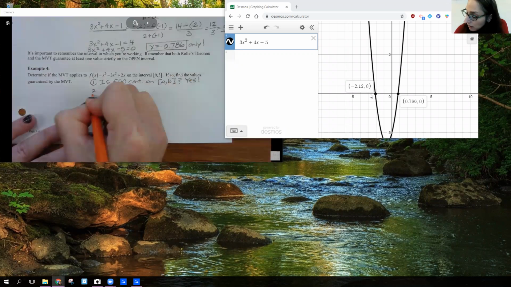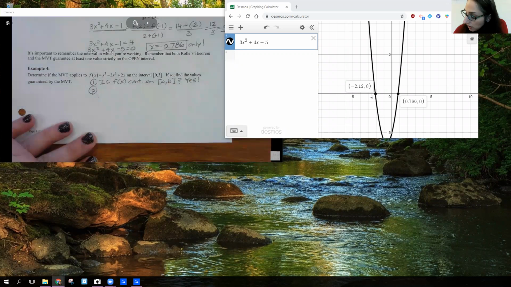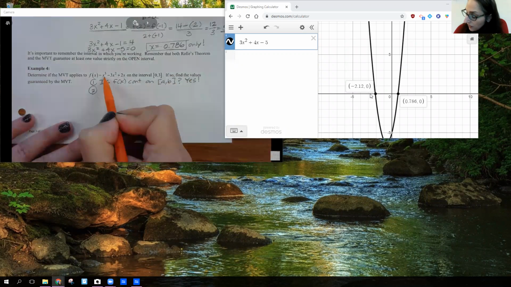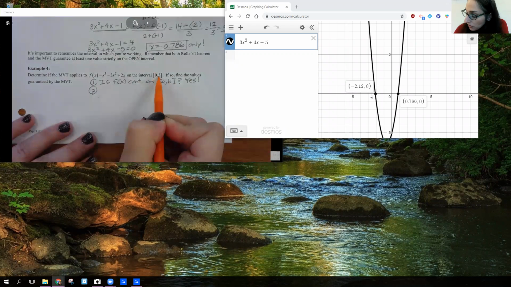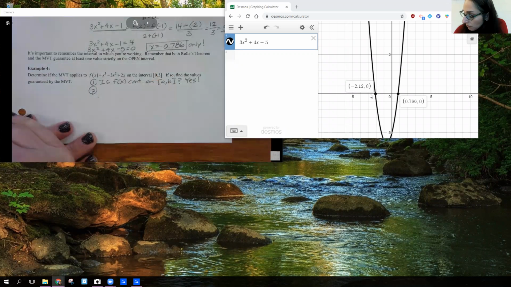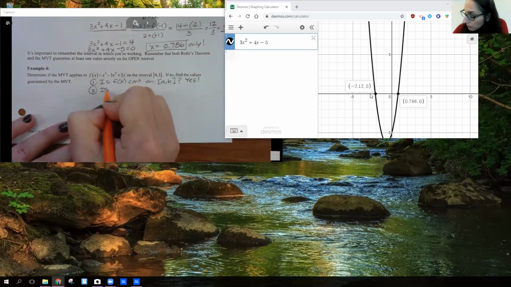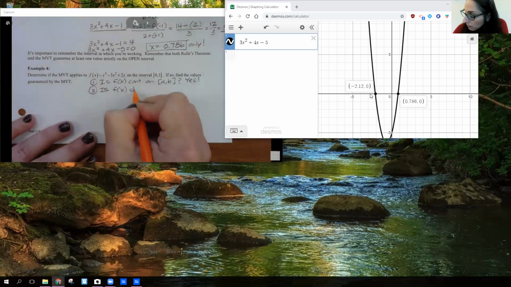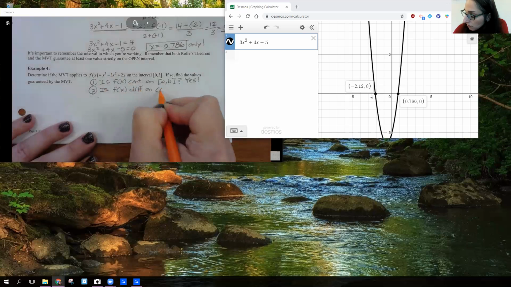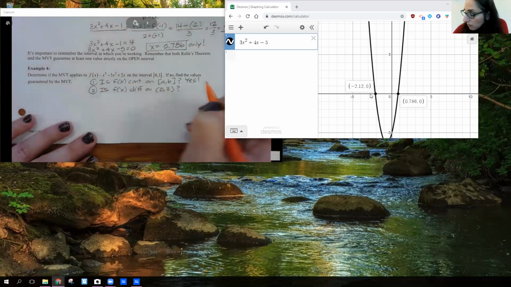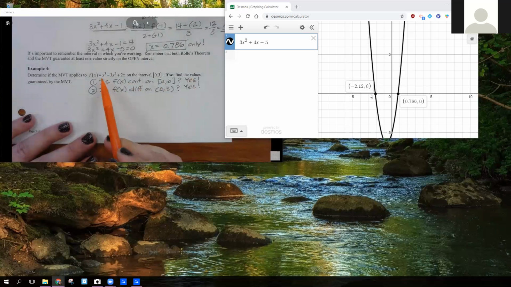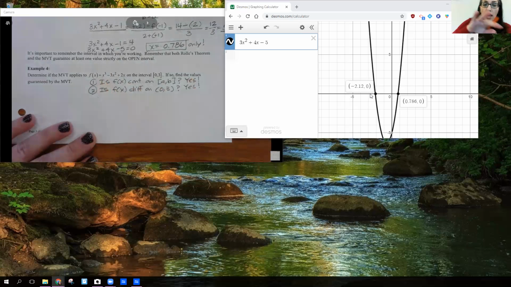And then, is this differentiable on the open interval? Yes. How do you tell if a function is differentiable again? Okay, good question. So all polynomials are differentiable because they are smooth curves that are continuous.